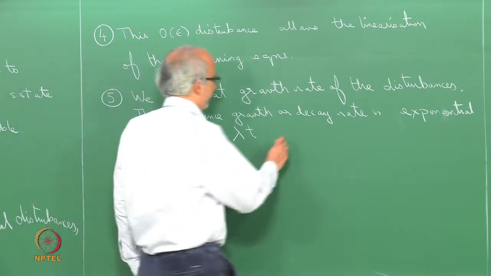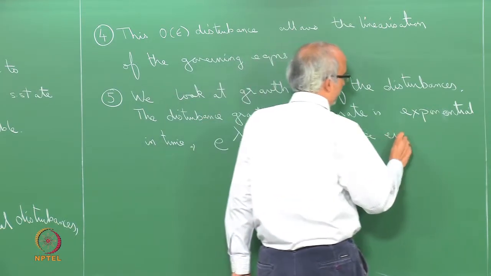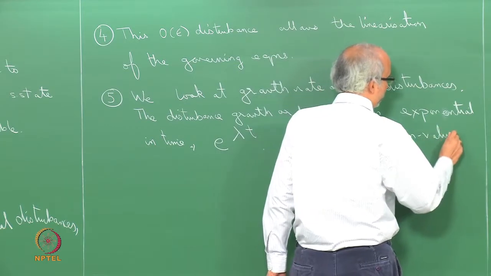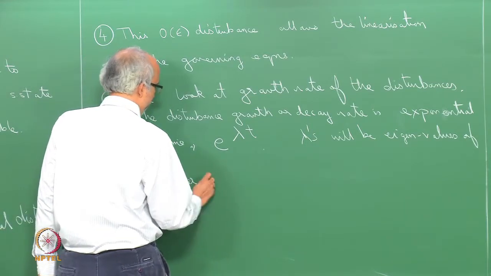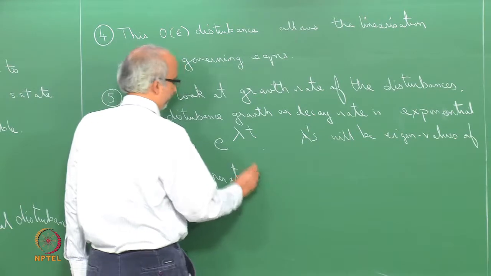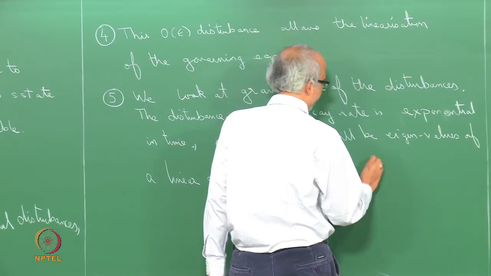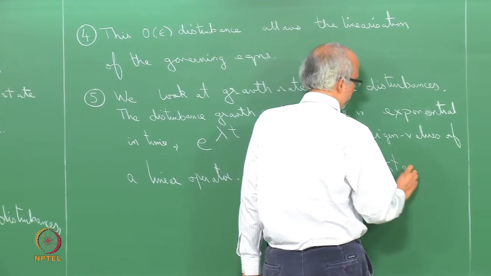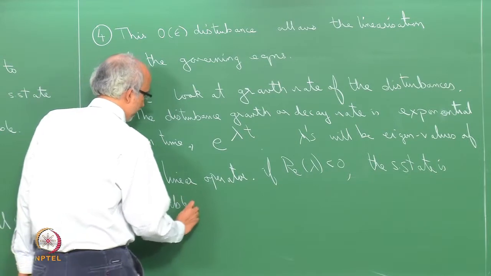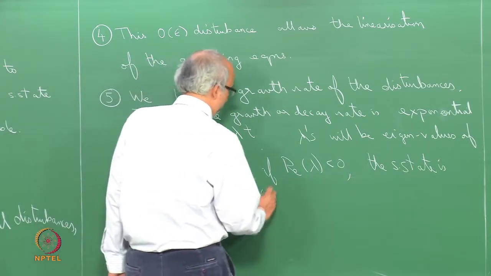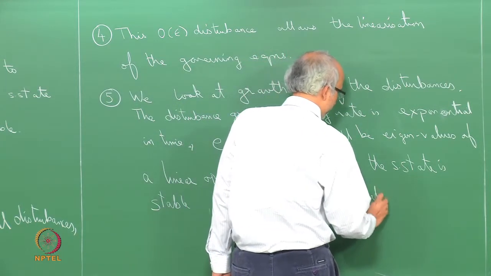Okay. So basically what this means is, the λs will be, say, the eigenvalues of a linear operator. If the real part of λ is negative, the steady state is stable, and if the real part of λ is positive, it is unstable.